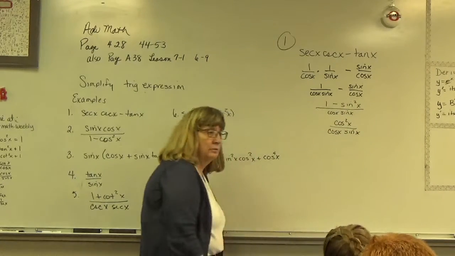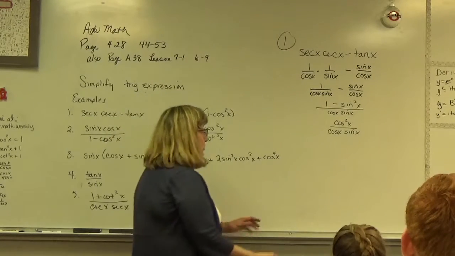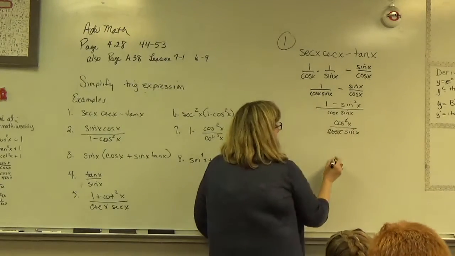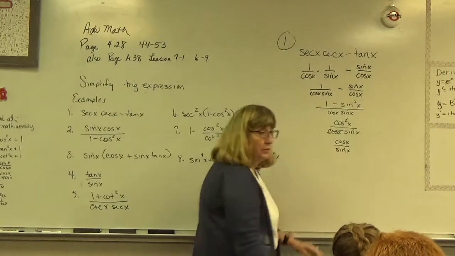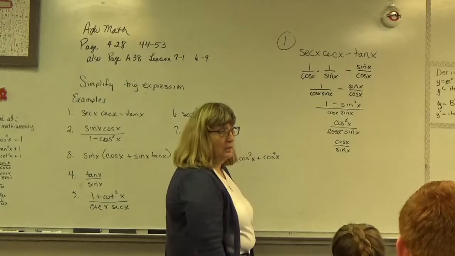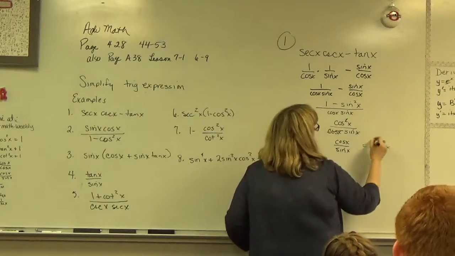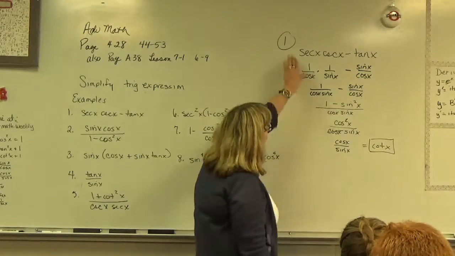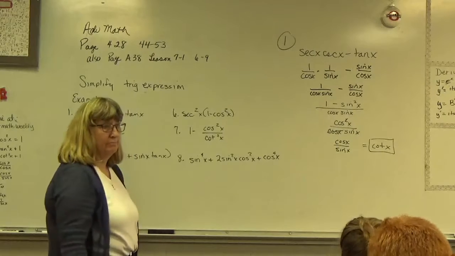And now what can I do? Divide by cosine. Reduce. So I now have cosine over sine. What's cosine over sine? Cotangent. What did we just do? We are now finished. We've simplified that original expression down to cotangent.